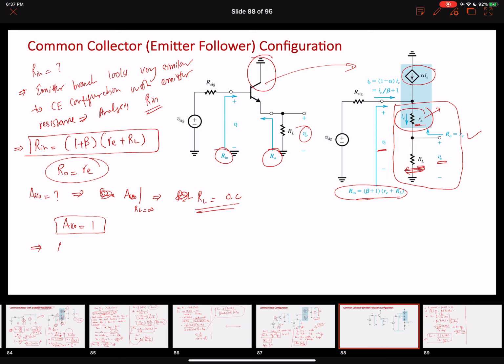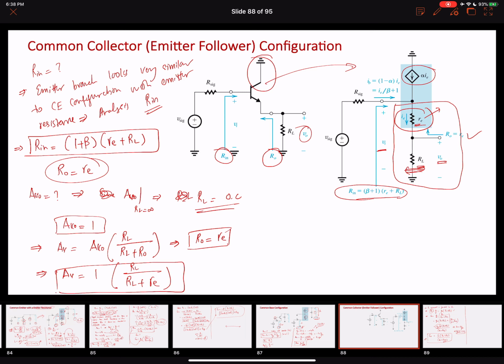Okay, now let's find the voltage gain of the amplifier. The voltage gain of an amplifier, we know from earlier analysis, is AV naught times RL over RL plus R naught. Over here, our output resistance equals re. So our voltage gain would be equal to AV naught, which is 1, times RL over RL plus R naught, which is re. So this is the voltage gain of this amplifier.